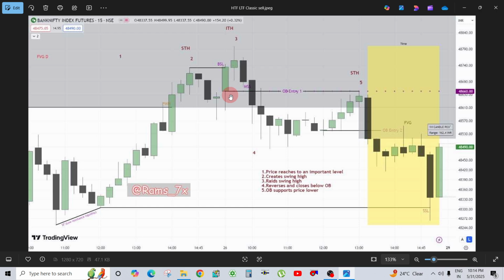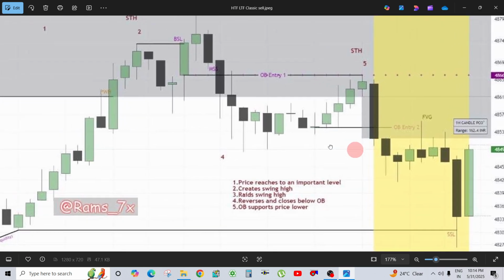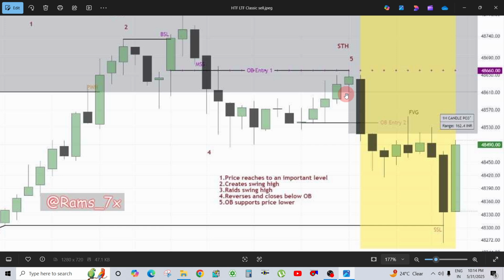Here we have two entries. Our first entry is this order block. If you see here, OB entry 1. Second entry is here. If you see here, this has consecutive up close candles and price closed below the green candles. This is an order block.